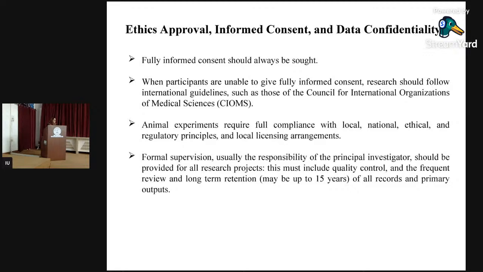Okay. Why? Why is it required? Why do we need to retain the data as well as the primary recording books? Why is it necessary? For example, if we want to find any gap or any further research to be done, we refer to that data. So mainly it's to address gaps.